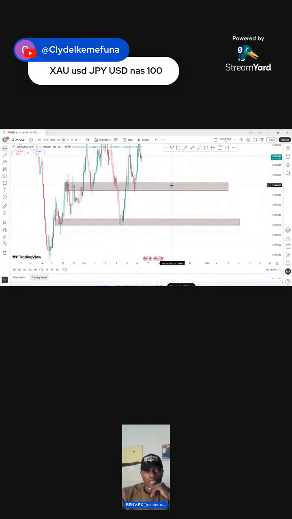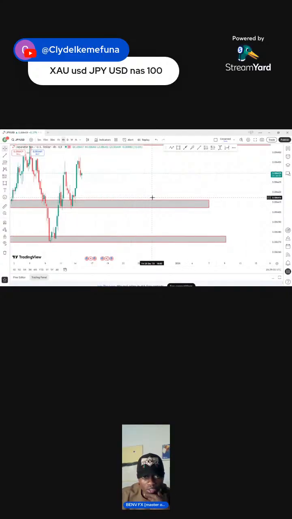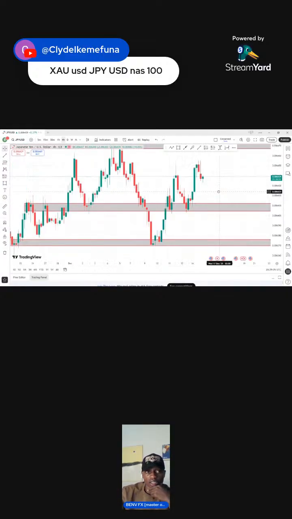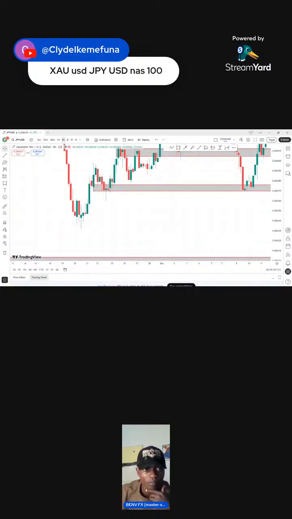Then you wait for a bullish engulfing candle on the 15-minute time frame or on the 4 hour time frame. As you can see, the market respects the bullish engulfing candle on the 4 hour time frame very, very well. Let me show you guys what it looks like. Let me show you how the bullish engulfing candle works on this particular pair. Real quick.